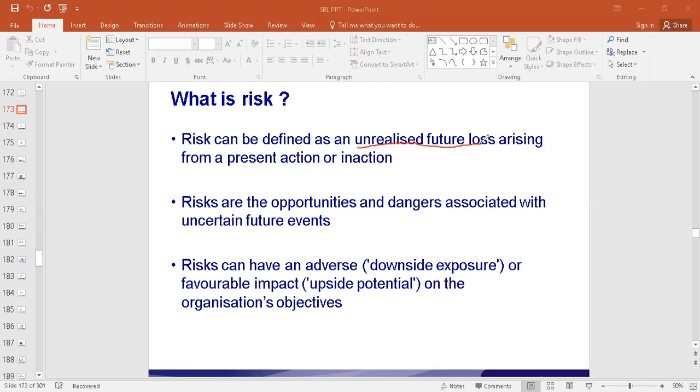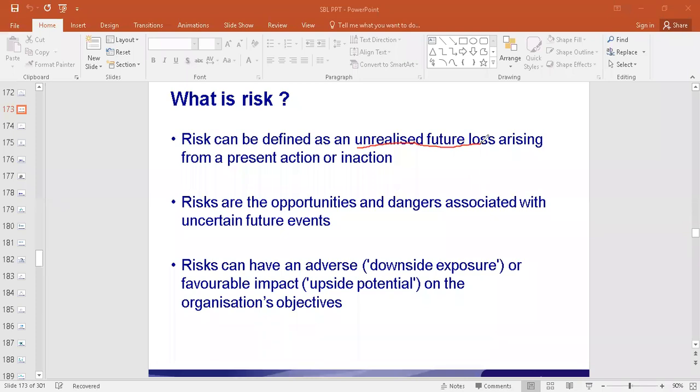See, the future is anticipated, the future is expected. When the future is anticipated, it's expected that something would happen. But if there is a variation in what would happen, the possible loss on account of that is unrealized. It is only while estimating itself that it is known that there is a possibility of some variation to happen in the future. So this can be defined as an unrealized future loss arising from the present action or inaction.